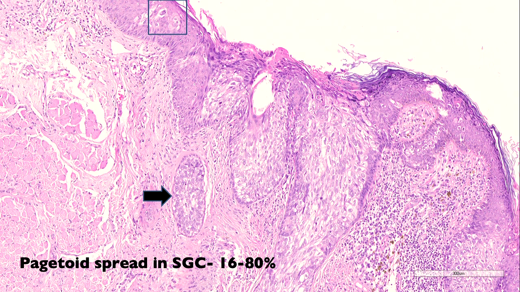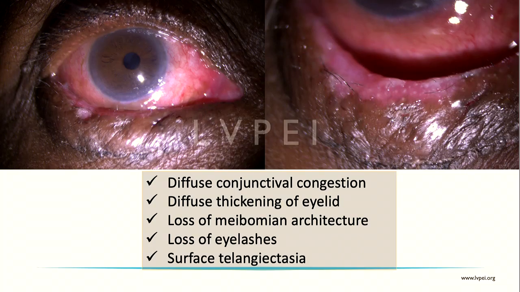Moving on to pagetoid spread, or the intraepithelial spread, in sebaceous gland carcinoma, we know that it can happen in 16 to 80% of cases. Clinically, we can predict pagetoid spread by looking at these features: diffuse conjunctival congestion, diffuse thickening of the eyelid, loss of meibomian gland architecture, loss of eyelashes, surface telangiectasia. Any of these away from the main tumor nodule, we need to think about pagetoid spread.